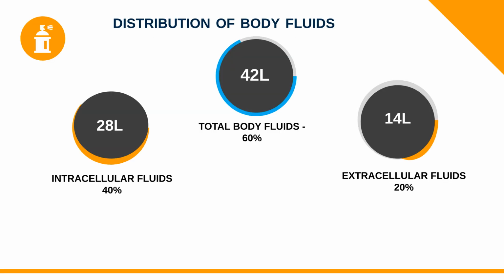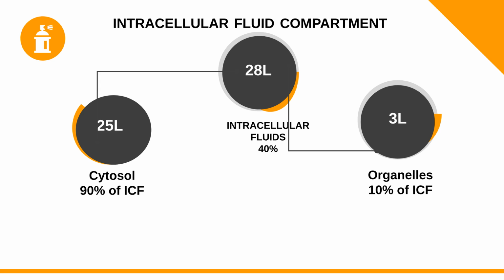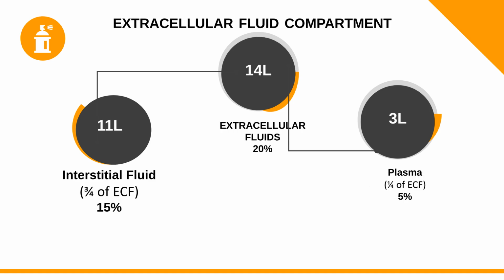Total body fluids average 42 liters, which is 60% of body weight. Intracellular fluids make up 28 liters, or 40%, and extracellular fluids account for 14 liters, or 20%. The intracellular fluid compartment, 28 liters or 40%, consists of cytosol, which is 90% of ICF, and organelles, which is 10% of ICF. The extracellular fluid compartment, 14 liters or 20%, is composed of interstitial fluid, which is 11 liters or 3/4 of the ECF, and plasma, which is 3 liters or 1/4 of the ECF.